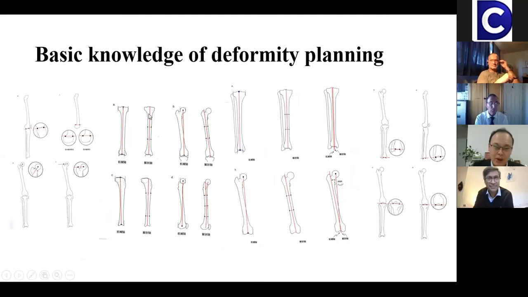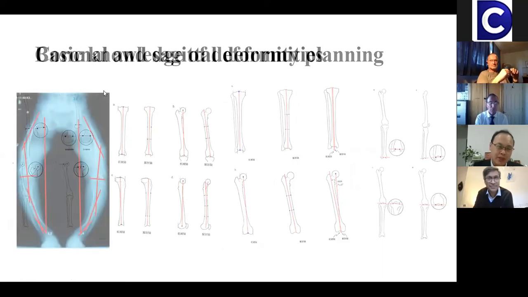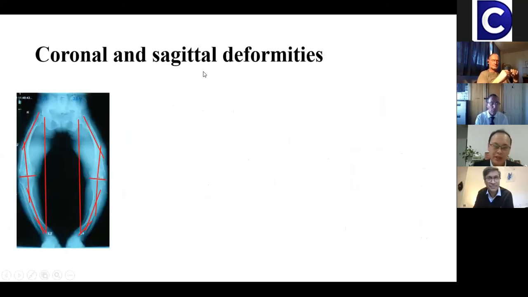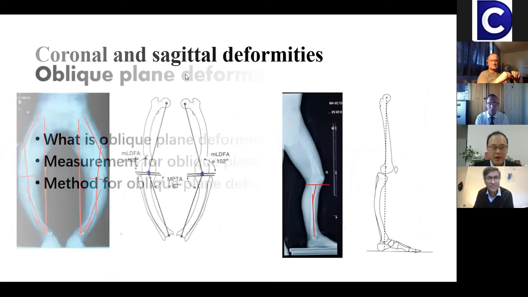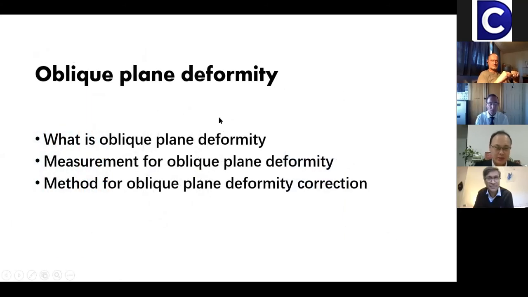We have the point, line, and plane, the coronal plane and the sagittal plane deformities. Coronal, we can analyze like this. So the sagittal deformities, we have like this. Usually, we know that. But what is oblique plane deformity? So in my slides, in 10 minutes, we can share some definitions of the oblique plane deformities.